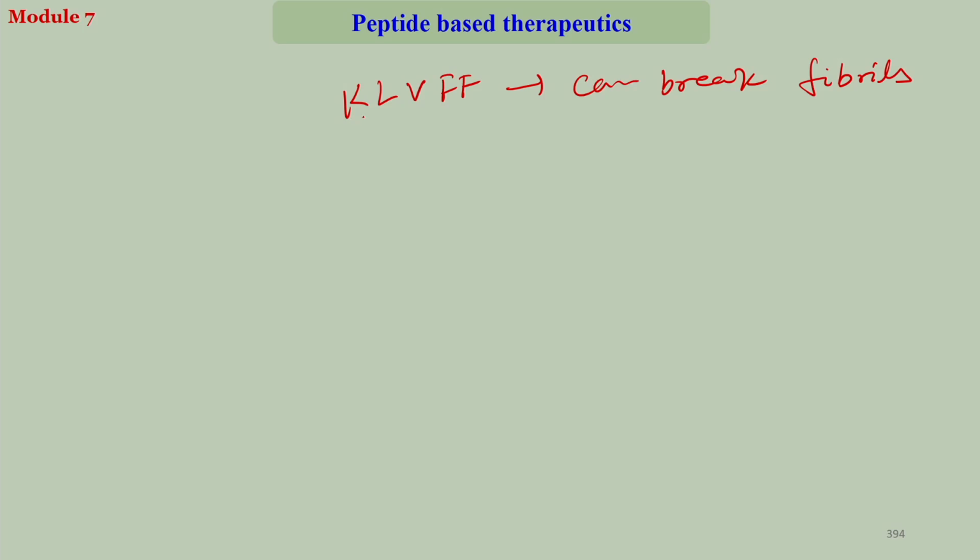So, K is lysine, L is leucine, V is valine, F is phenylalanine. Similarly, LPFFD also does the same thing, they break the fibrils, or they are inhibitors of fibril formation. L is leucine, P is proline, F is phenylalanine, D is aspartic acid. So, there are many other examples available in the literature, you can go through it.